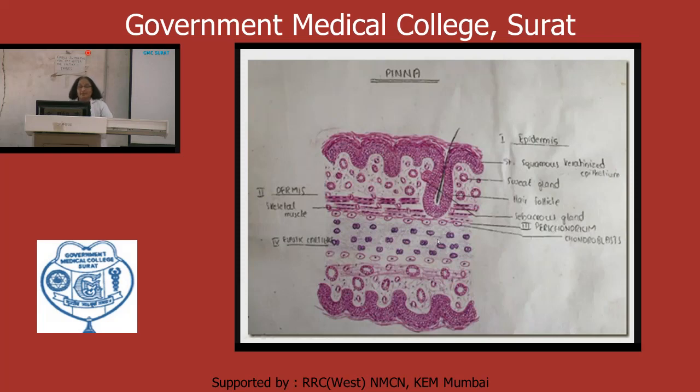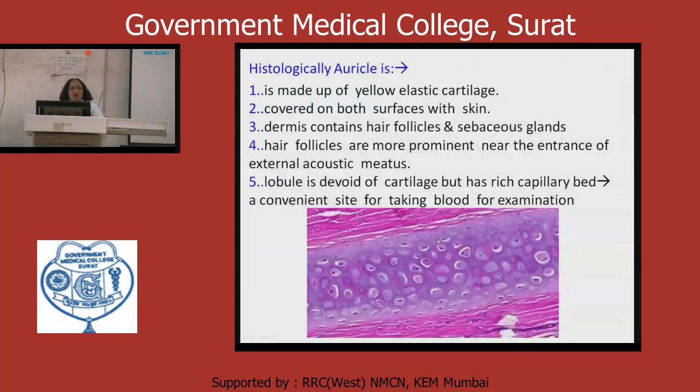Now here is the lobule of the auricle, which is devoid of cartilage but has a rich capillary bed, and is a convenient site for taking blood for examination, in humans wearing earrings, as ladies do. Now the dermis below the epithelium contains the hair follicles and the sebaceous glands. The hair follicles in the auricle are more prominent near the entrance of the external acoustic meatus.